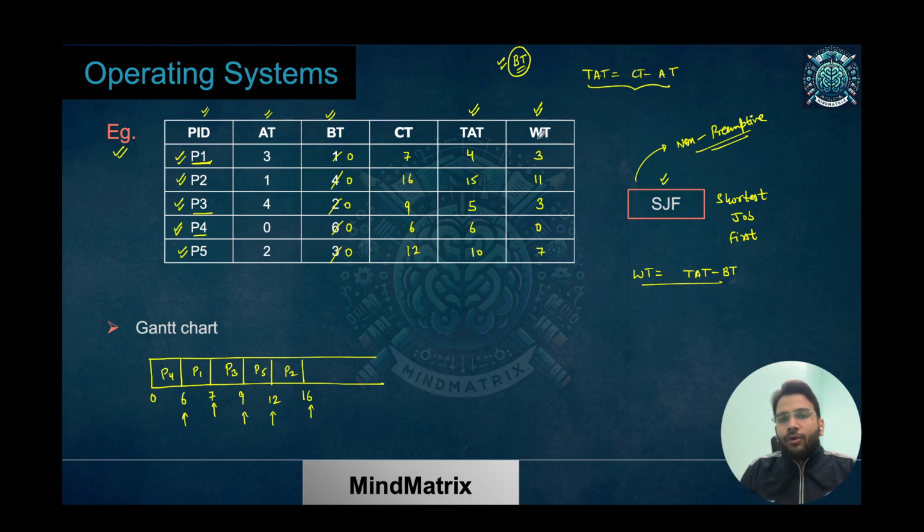And as I told you, in case of non-preemptive CPU scheduling algorithms, waiting time will always be equal to response time. So we don't have to calculate response time separately. It is going to be the same. Clear? You can verify also later on. Clear? So in this way we schedule the processes using shortest job first.